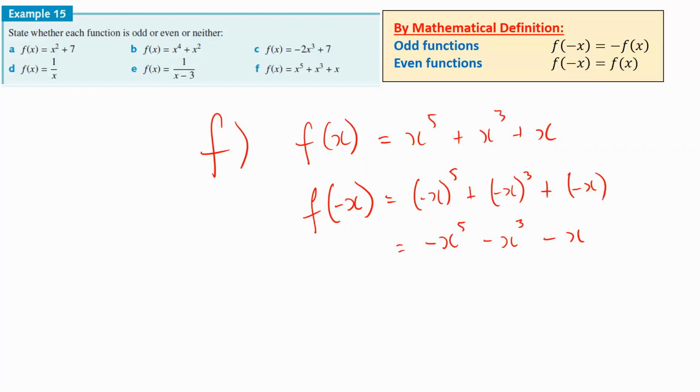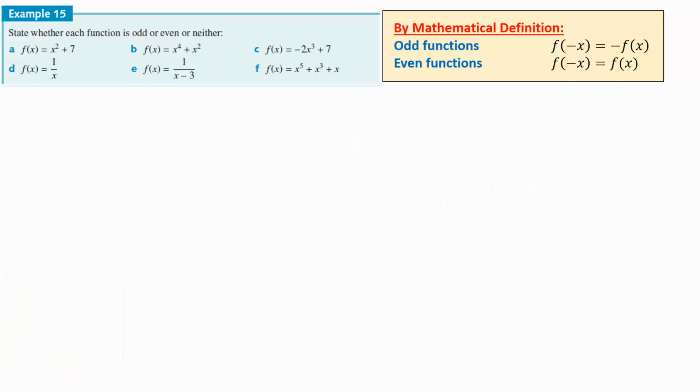Now, this is even. This is odd. I think this could be... yep, this one, C. Let's have a look at C. For C, f of x is negative 2 times x cubed plus 7. So that's f of x.